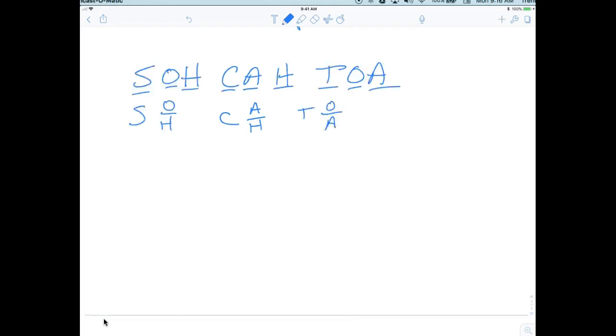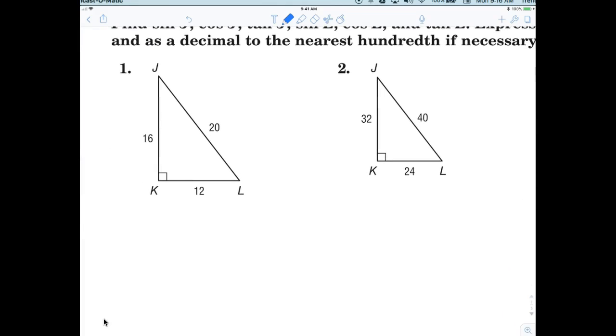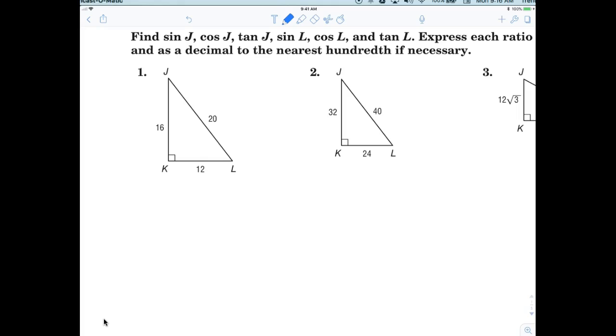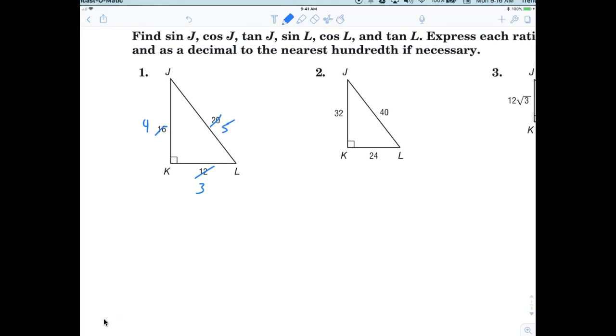Now, what I want to do is go back and look here, from J's perspective. The next thing I want to do, which I think is kind of dumb, is, does everybody agree that this is a multiple of 4? Yeah. So cross this out and put a 3, 4, 5. That way you don't have to reduce the fractions at the end. In this case, they're going to ask you for the sine of J. So sine of J is equal to what? Which is 3 over 5. Cosine of J.